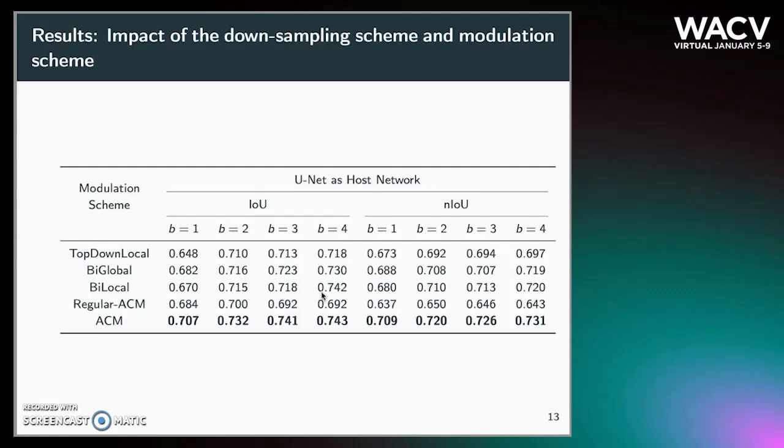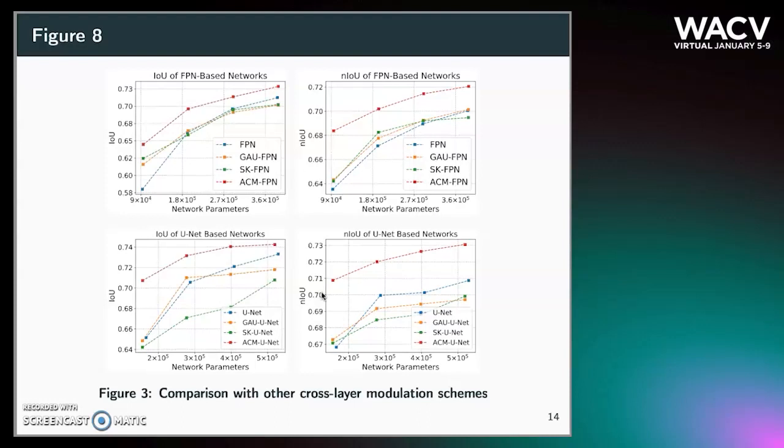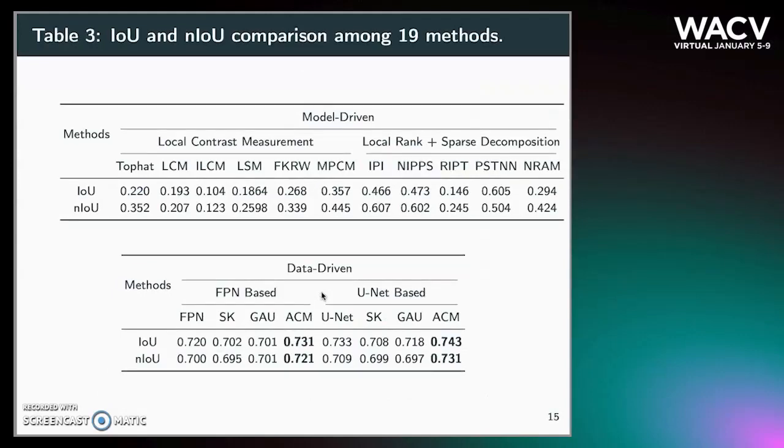We also compared our network with other models. From Figure 3, it can be seen that the proposed ACM module can give host networks a large performance boost, even with few layers and parameters per network. Not only compared with deep learning approaches, our proposed networks also show a greater advantage over traditional model-driven methods.